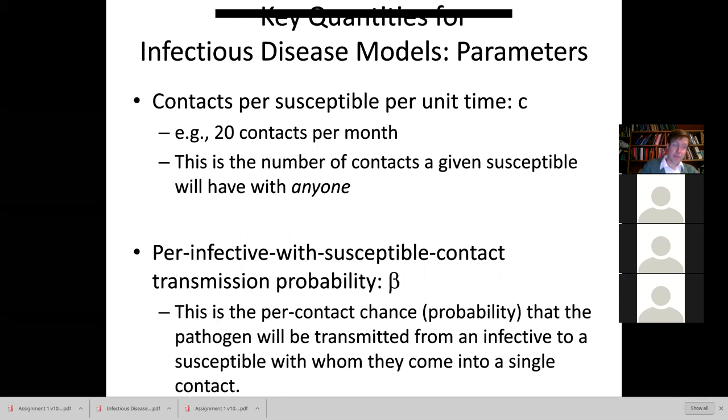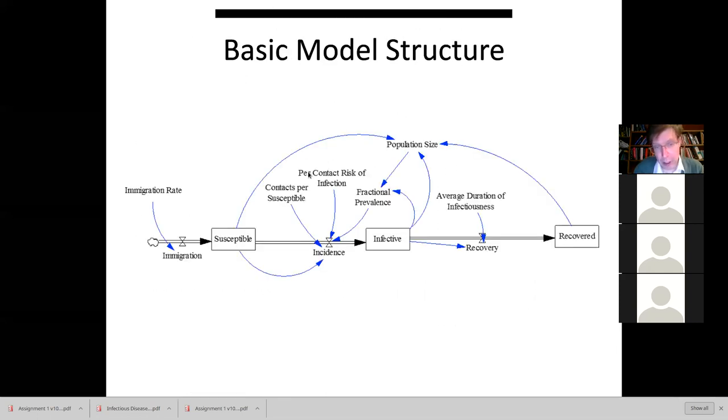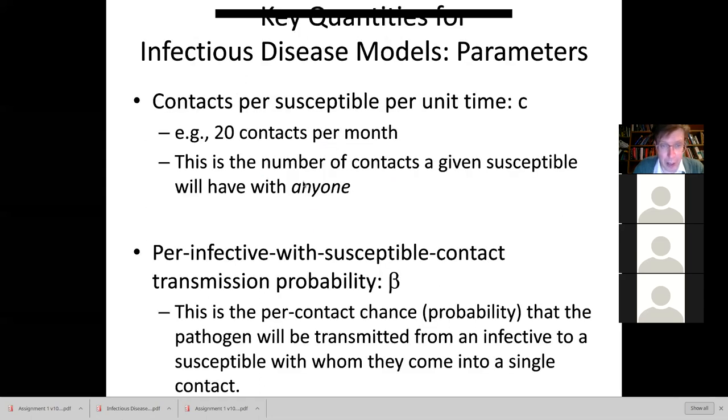Now I want to emphasize these more. These are absolutely central parameters, and this contacts per susceptible per unit time is absolutely key. And it's important to understand, this is the number of contacts a susceptible has per unit time, say per day or per week or per month with anyone, okay? Susceptible or infected or recovered, any of those. How many contacts do you have overall? Okay, and we'll see how we take into account that only some of those contacts are infective in just a moment. The other key parameter I'd mention is beta. This is this per infective with susceptible contact, per discordant contact transmission probability. And it's this probability of transmission from an infective to a susceptible.